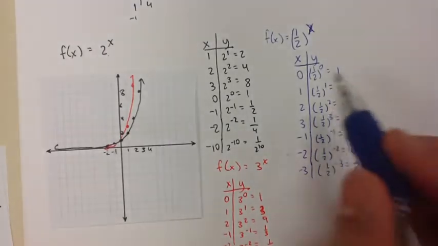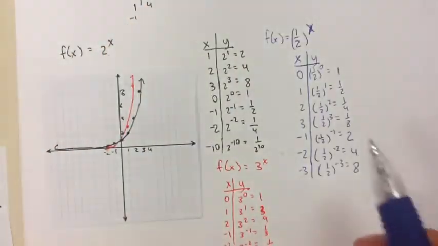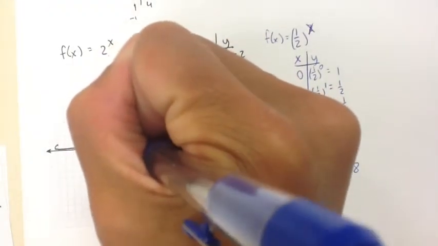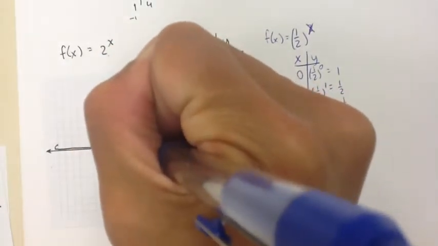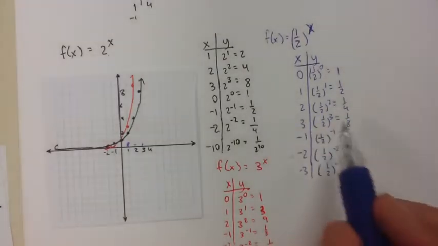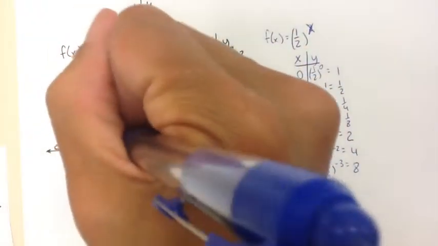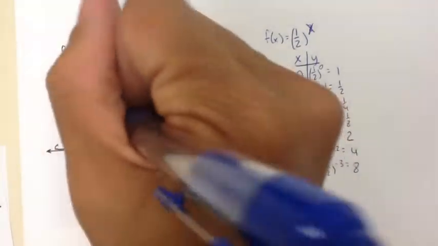So we have 0, 1, same place. 1, 1/2, 2, 1/4, 3, 1/8. Looks like it's getting small. Then we have -1, comma 2, -2, comma 4, -3, 8.